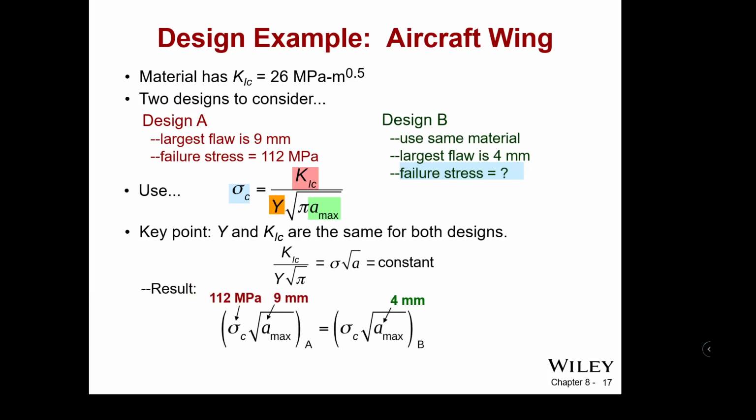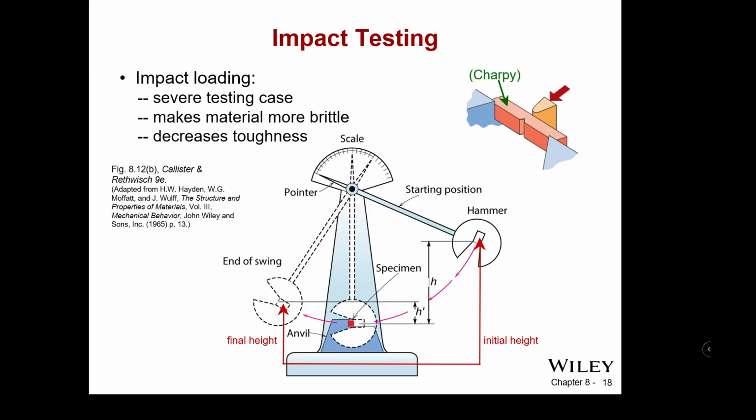We end up at a place where we determine, based on the way that this works, 112 megapascals and 9 millimeters is the largest flaw size, is equivalent to the critical stress times the square root for design case B. By equating these two and balancing the two equations, we can determine what that other material would need to be. And so 168 megapascals would need to be the critical stress of the other material.